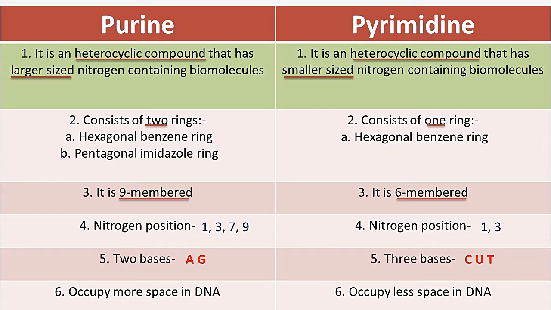Now for the base pairs, purine consists of AG, adenine and guanine, and pyrimidine consists of CUT, that is cytosine, uracil and thymine. Now at the sixth point we see that purine occupies more space in DNA, obviously because of the size, and pyrimidine occupies less space in DNA.